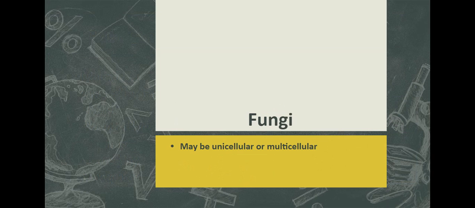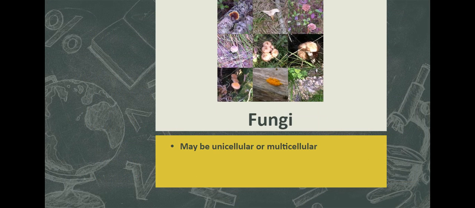Next, we have the fungus kingdom. Fungi can be unicellular or multicellular again, so made of one cell or made of many cells. All of the fungi shown in this picture are multicellular fungi. So please make sure you write that in.